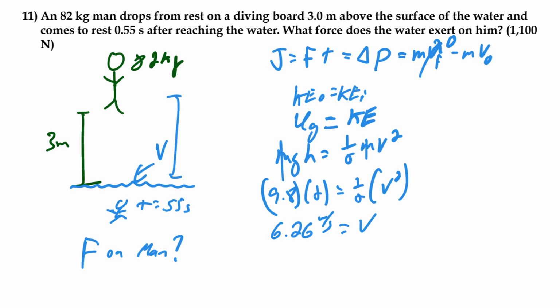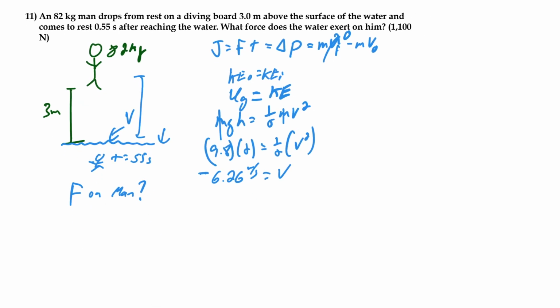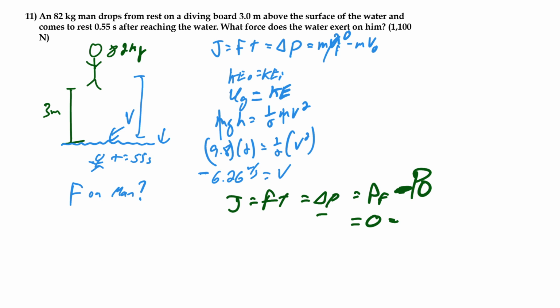Now, technically speaking, this is down, so if we want to keep our signs correct, I would write this as negative. But the key idea is moving down. So back to what we said before, if we want to find out how much force is exerted on him, we're just going to look for that change in momentum. So J equals Ft equals change in momentum. As stated before, change is final minus initial, and the final we said is 0. So the initial would be minus the mass, which is 82, times his velocity, which is negative 6.26.